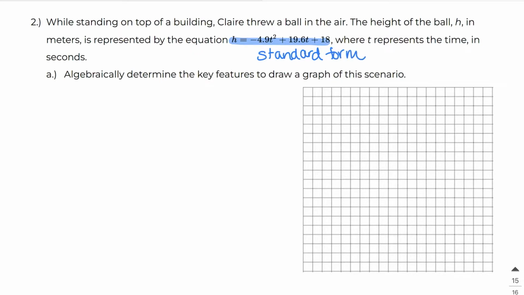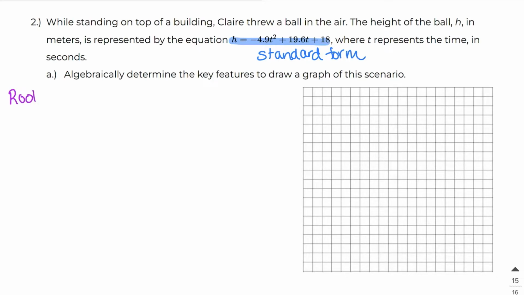So question A says, algebraically determine the key features to draw a graph of this scenario. Just a reminder that our 4 key features are the roots, the axis of symmetry, the vertex, and the y-intercept. So let's do the roots first because that's the hardest one. That'll take the most time, so let's just get that out of the way.